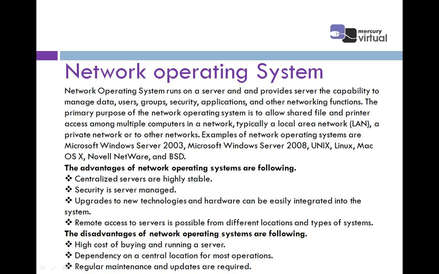The next point says dependency on a central location for most operations. It means there is high dependency: there is a central computer, there is a server, I am using the server, you are using the server, so that is the main computer. So we are highly dependent on the server. For example, if the server fails, then you also sit idle, I am also sitting idle. So it means we all are dependent on the server. So this is the main limitation of the network operating system.